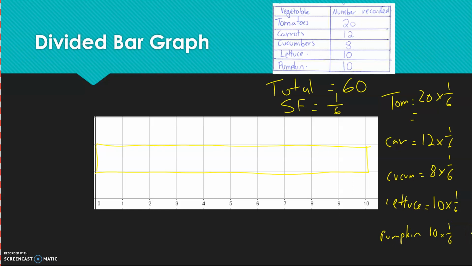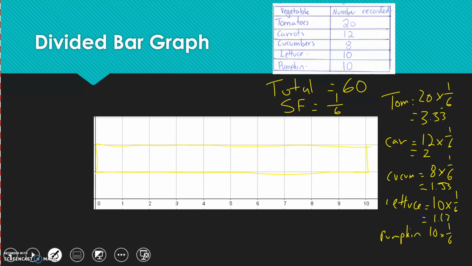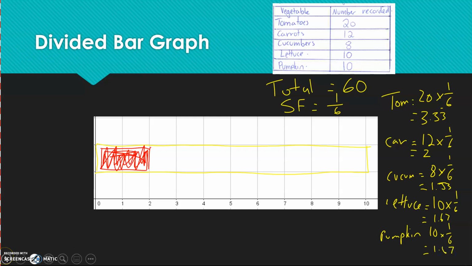Okay, so then our values for each of these: our tomatoes will be 3.33 recurring. Our carrots is 2. Our cucumbers is 1.3 recurring. Our lettuce is approximately 1.67, and our pumpkin is approximately 1.67. Okay, so I then need to graph each of them.